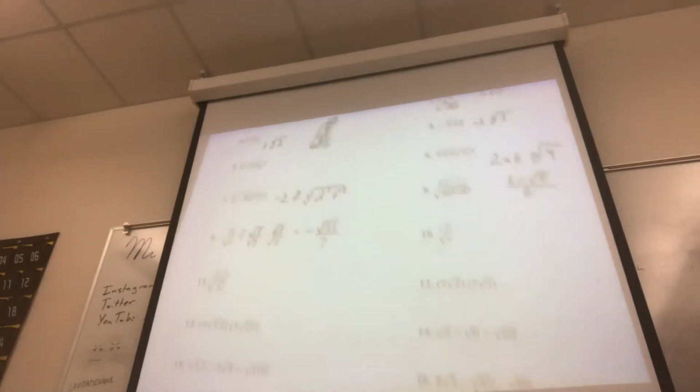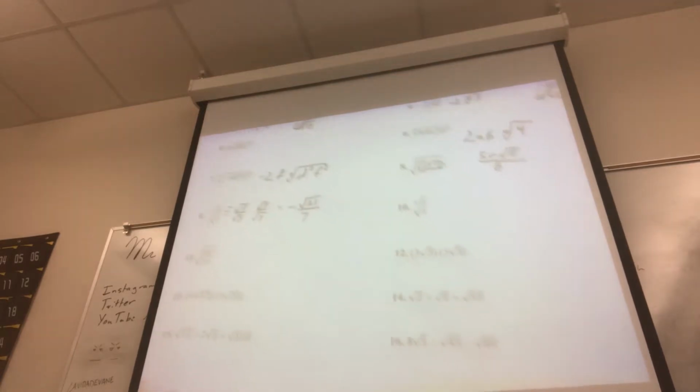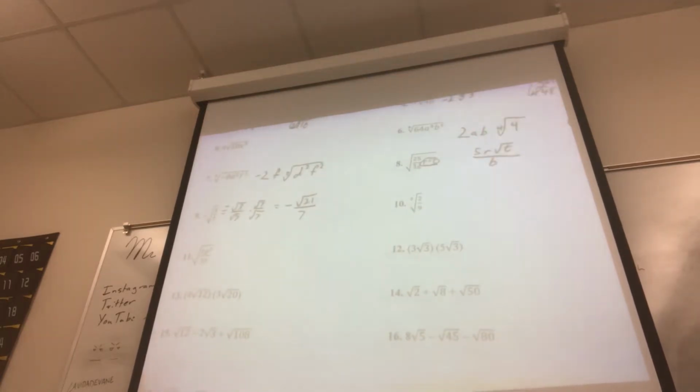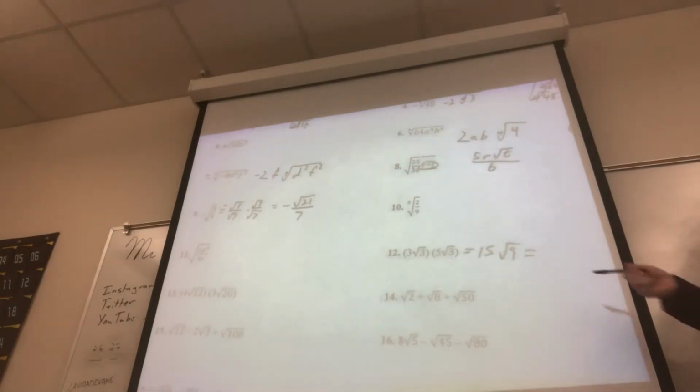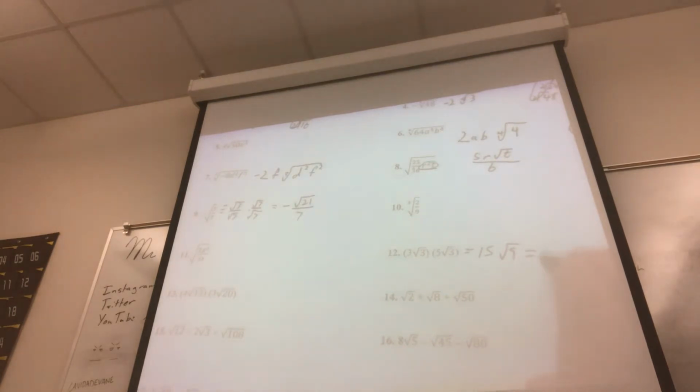Okay, gonna skip over a couple real quick. On number 12 here, when we're multiplying like this, you don't need the boxes, okay? It's just outside times outside, inside times inside. So 3 times 5 is gonna be 15. 3 times 3 is gonna be 9. The square root of 9 I can reduce. That's just gonna be 3 times 15, which gives me 45.